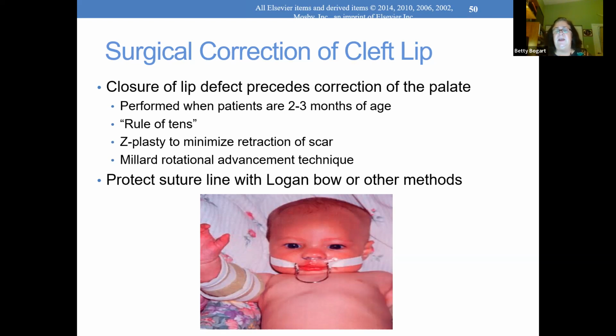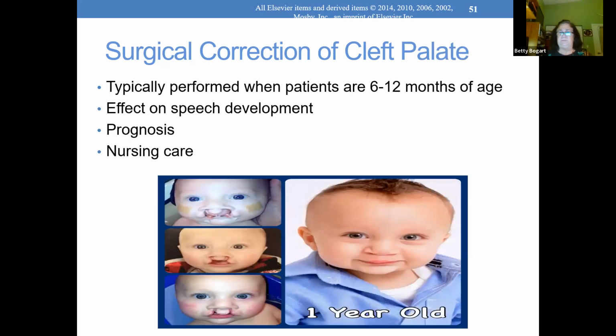What they do is they put this Logan bow here, and you see the elbow restraints too, so they can't touch it, because you'll see that the lip is darker. And when they put it together, they have to approximate those edges really well, or you have a crooked lip, and every parent goes, oh, but the lip looks crooked. So they're really, really good about getting them right.